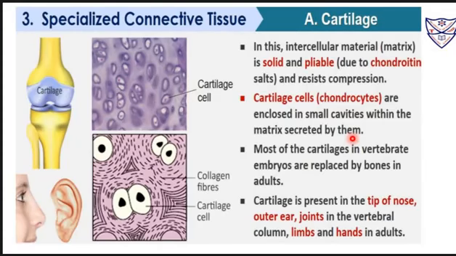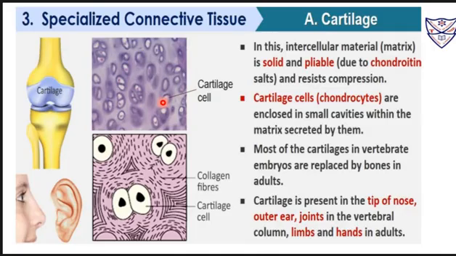Now let us have a look at specialized connective tissue. The best example would be cartilage. In this, the intercellular matrix is solid and pliable. That means chondroitin is present here and this resists compression. That is, you cannot press it. Cartilage cells, that is chondrocytes, are enclosed in small cavities within the matrix which is secreted by them. So you can see these cells, they are enclosed within the matrix. Most of the cartilages in vertebrate embryos are replaced by bones once they become adults.